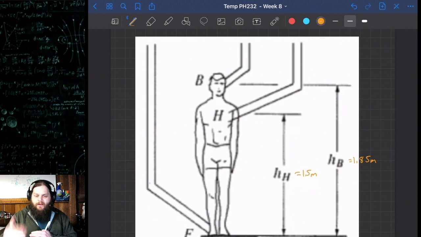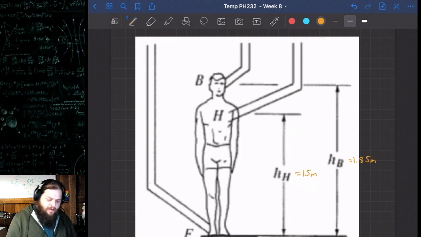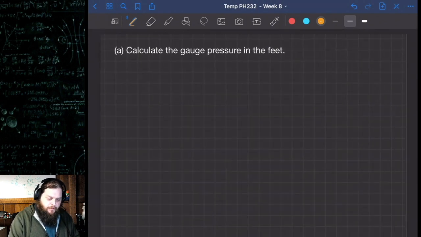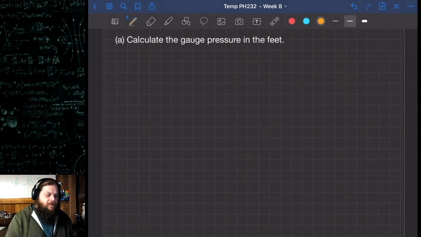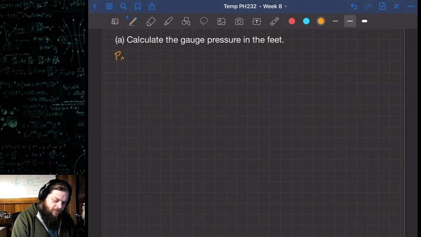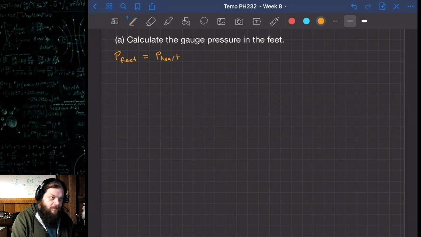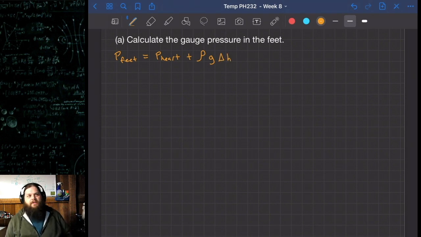But then that pressure that you're adding in there is a gauged pressure, because we are ignoring the idea of atmosphere. This is the pressure on top of the atmospheric pressure that's pushing inwards on it. There's this pressure pushing outwards on it as well. So calculating that pressure at the feet, we can say that the pressure at the feet is going to be equal to the pressure at the heart plus the density times gravity and delta H, where delta H is really going to be the difference between the height of the heart and the height of the feet.